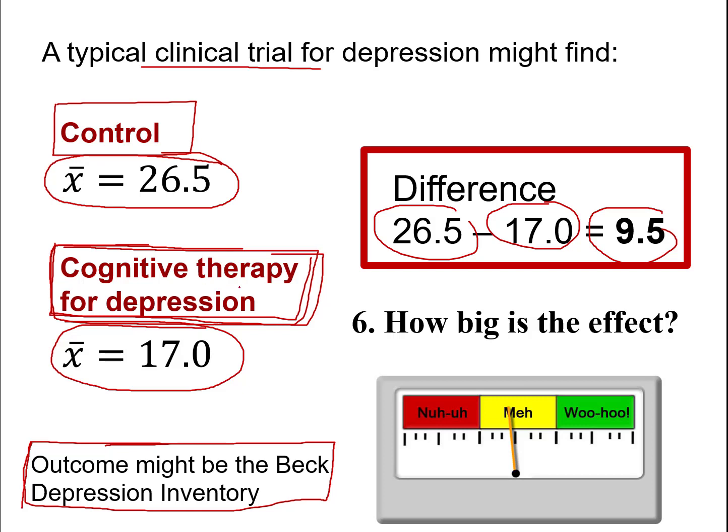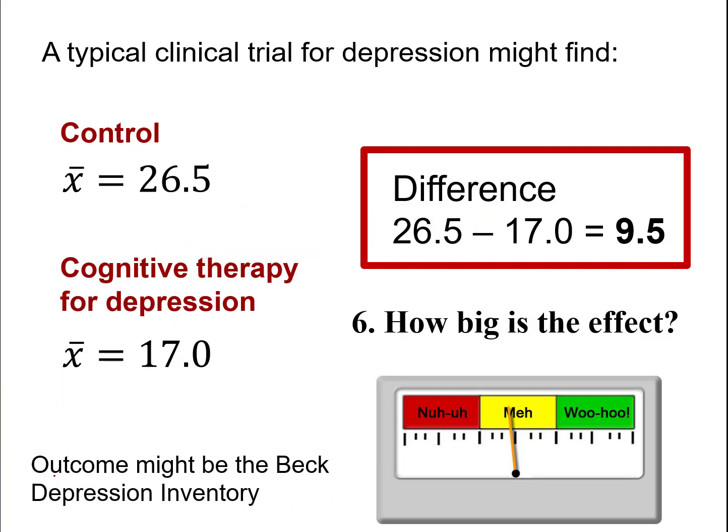And higher scores mean people would be more depressed. So the control group is more depressed. They have a higher score. The treatment group is less depressed. They have a lower score. So we have a 9-point difference between the two groups.